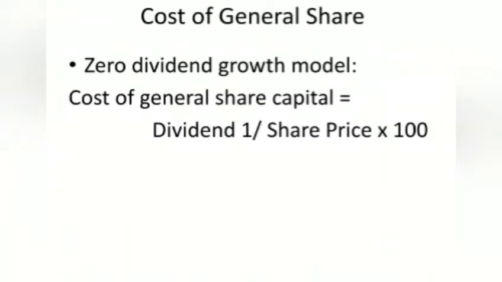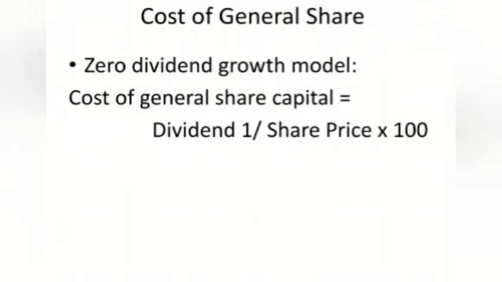In this method, it is supposed that the company will announce the same dividend in future years as that it has given in the current year. That means there will be no change in the expected dividend of the shareholders. For example, if a company gives 10 taka dividend per share, it is supposed that the company will give 10 taka dividend to the shareholders in future years also.